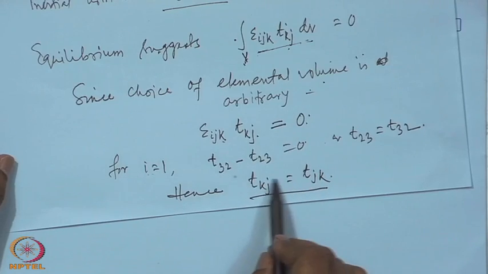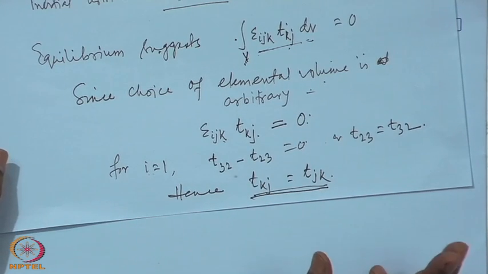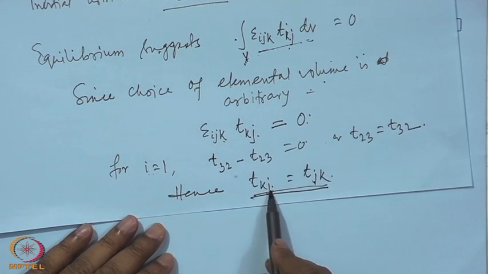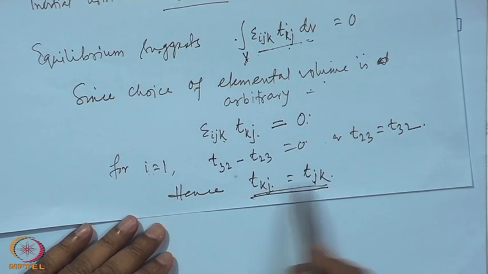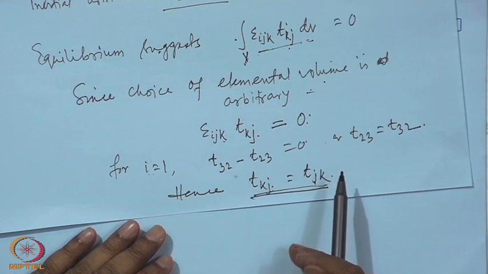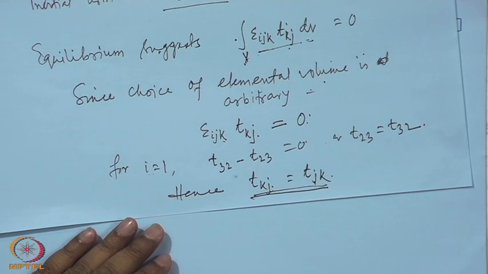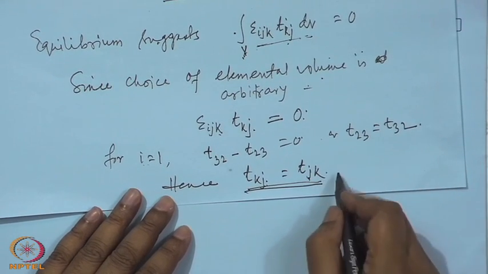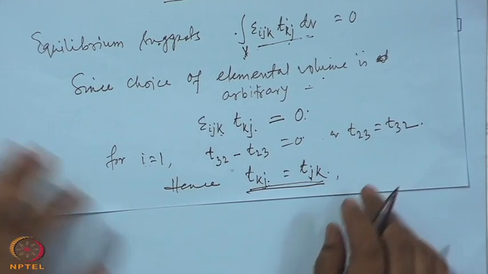Anyway, so what does it mean? T k j equal to T j k, that is, the stress tensor is symmetric. The stress tensor is symmetric. You know, this is the way symmetric matrices are written. When the matrix is symmetric, A i j equal to A j i. So, the transpose is the same as the original. The matrix is the same as its transpose. So, the stress tensor is symmetric.